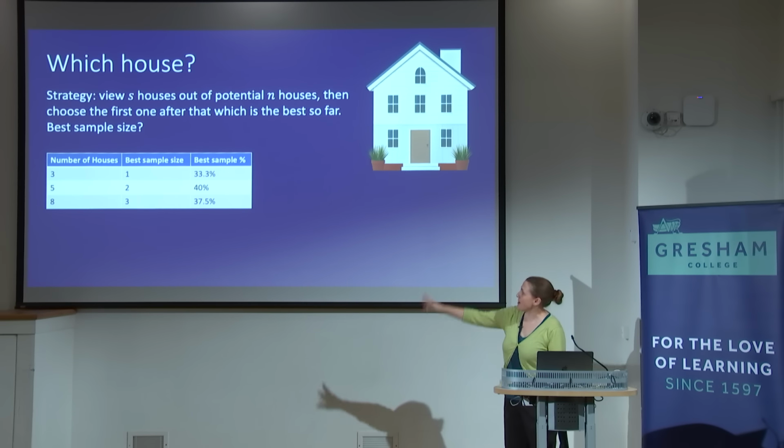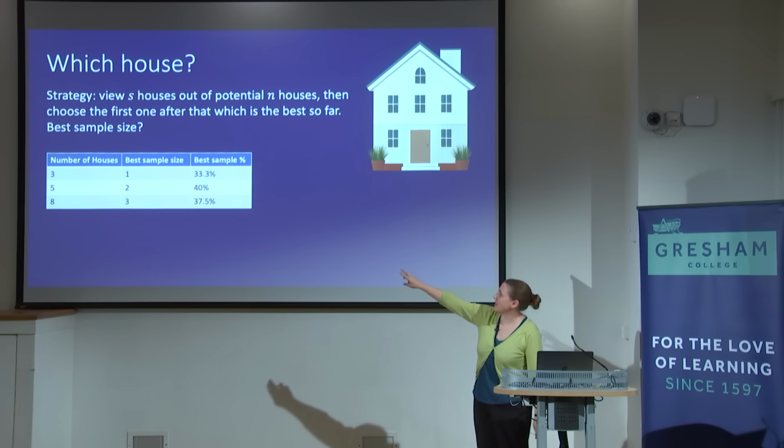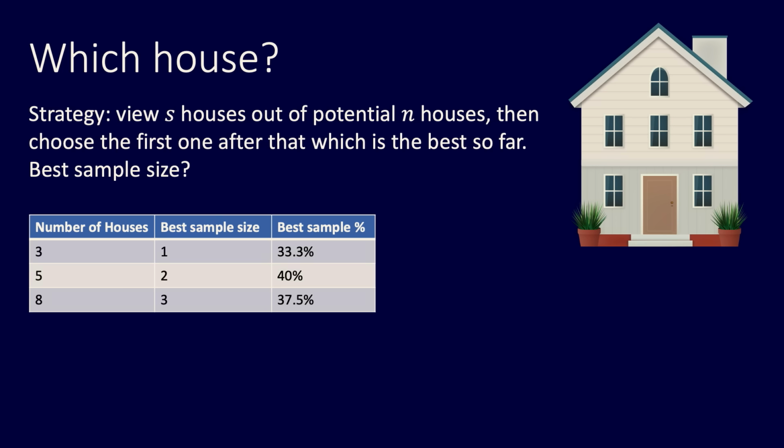So you can try this for bigger numbers. If you have 5 houses, it turns out the best sample size is 2, which is 40% of the sample. If there are 8 houses, you move up to looking at 3 houses. You can just do all these calculations, and that's 37.5% of the sample size. These numbers are moving up and down a bit, but these are small numbers. As you increase the total number of houses, the best sample size as a percentage seems to settle on a particular number.